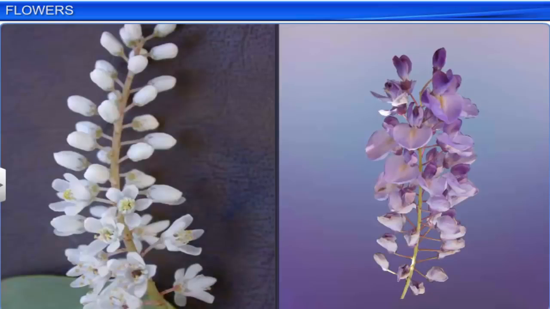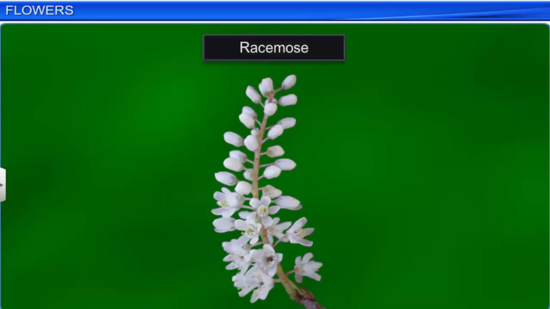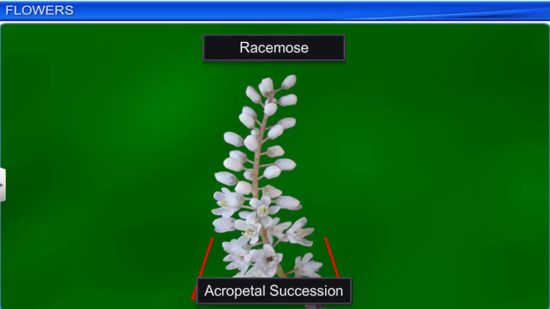The arrangement of flowers on the floral axis is called inflorescence. Depending on whether the apex of the floral axis is converted into a flower or continues to grow, two major types of inflorescences are defined: racemose and cymose. In racemose inflorescence, the flowers appear laterally in acropetal succession, that is, from the base to the top of the main axis.